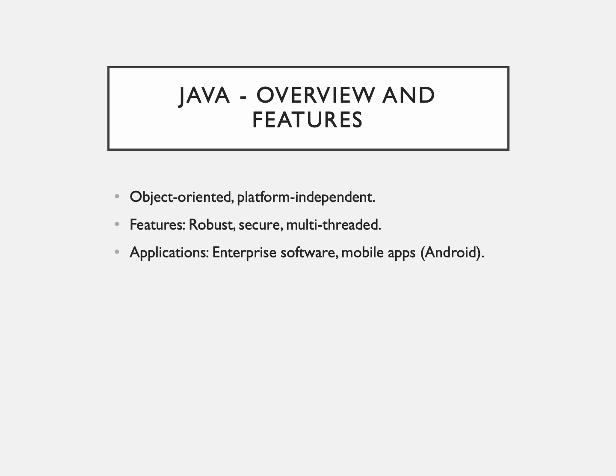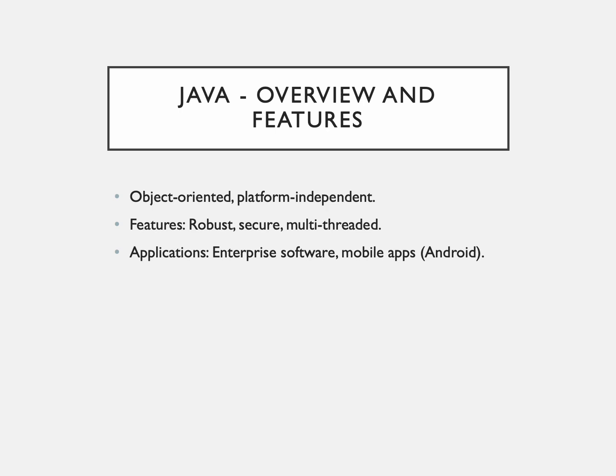So some applications of Java include enterprise software. Java is the backbone of enterprise level applications. It powers frameworks like Spring and Hibernate, which are widely used for building secure, scalable, and high performance enterprise systems. Many banking, healthcare, and e-commerce applications rely on Java.